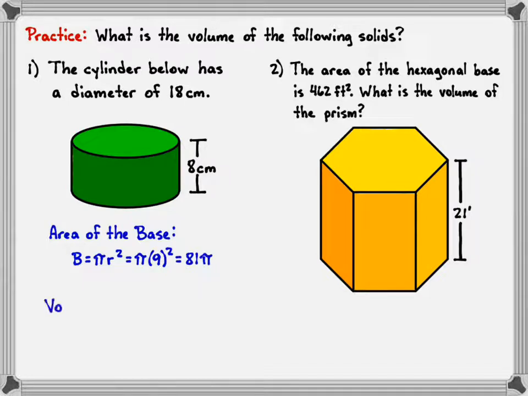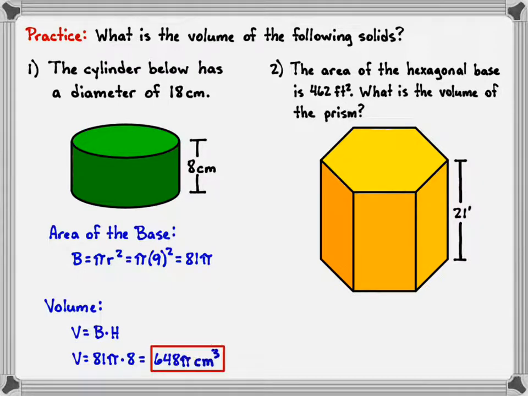From here, we would just take the base shape and multiply it by the height. And the height in this case is going to be 8. So it's 81 pi times 8, which is 648 pi centimeters cubed.